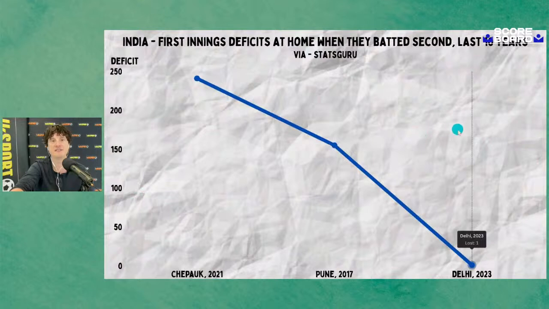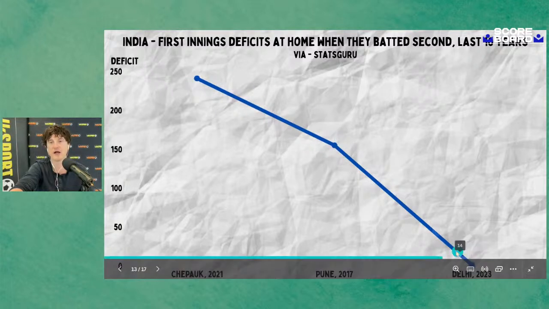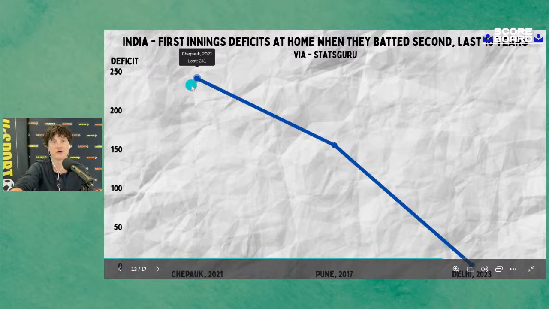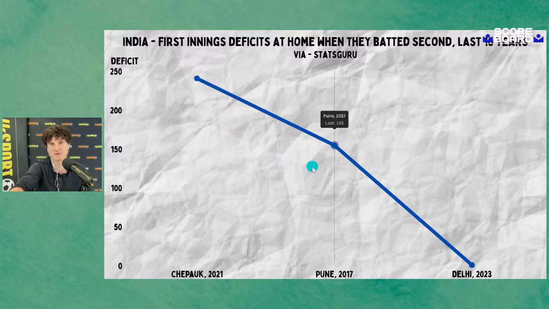This is India's first innings deficits at home when they batted second in the last 10 years. They lost 8. They lost all. Okay, yep. So you've got 241 in Chepauk. So that was the one on that flat wicket when Axar and Jadeja didn't play. I think that was before Axar's first Test, if I remember correctly. The Pune one, where Steve Smith sort of got away from them, and then Steve O'Keefe went absolutely crazy.